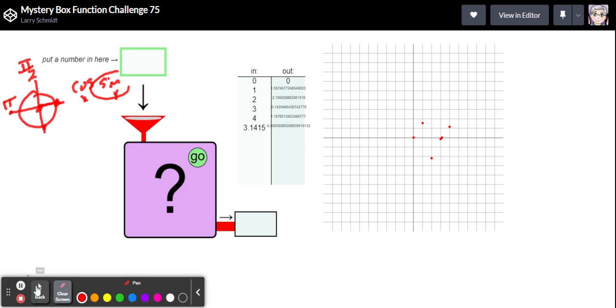So something close to pi over 2 is 1.5. Put that in. Whoa, and it's not even on the graph. It's up at 14. So that's way more than 1. So what could possibly be going on here? I'm going to put in a couple more points so that we can see the shape. I have a hunch about this one.